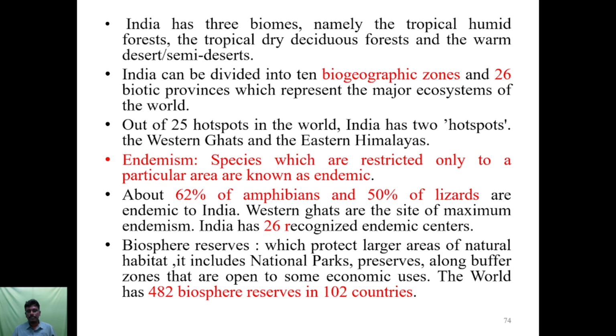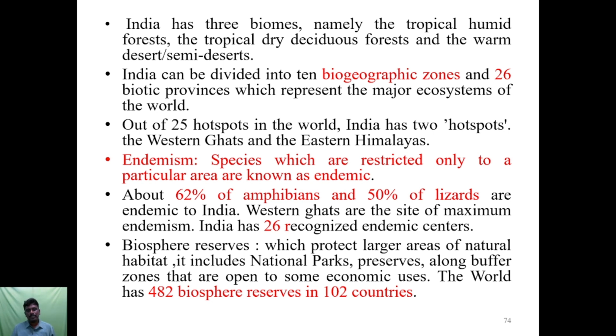Then endemism. Species which are restricted only to a particular area are known as endemic. About 62% of amphibians and 50% of lizards are endemic to India. Western Ghats are the site of maximum endemism. India has 26 recognized endemic centers.